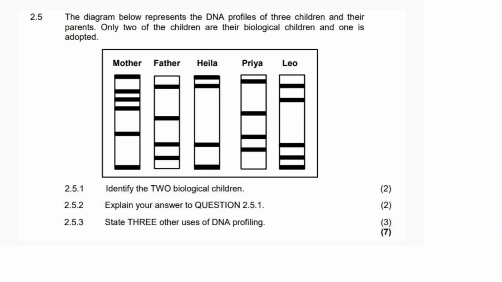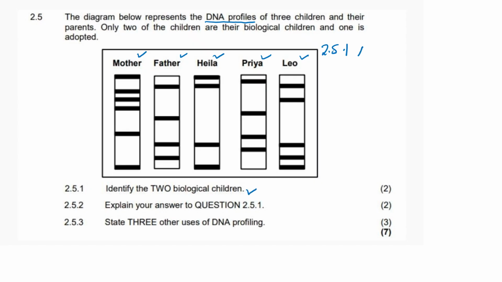This is DNA profiling. So 2.5, the diagram below represents the DNA profiles for 3 children and their parents. Only 2 of their children are their biological children and 1 is adopted. So we have mother, father, Helia, Priya, and Leo. Therefore now 2.5.1, identify 2 biological children.